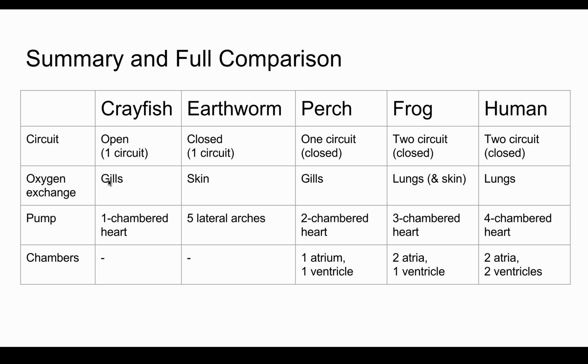Oxygen exchange: we saw examples of gills in the perch and the crayfish. We saw examples of skin in the earthworm and frog. And we saw examples of lungs in humans and frogs for oxygen exchange.